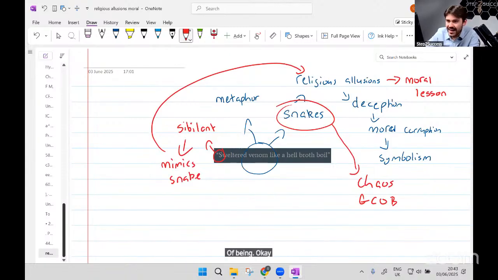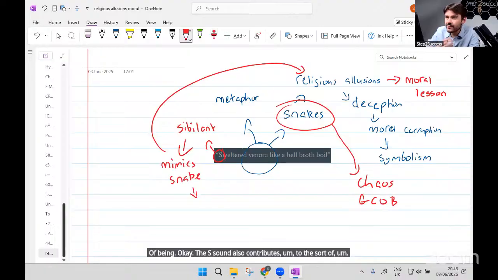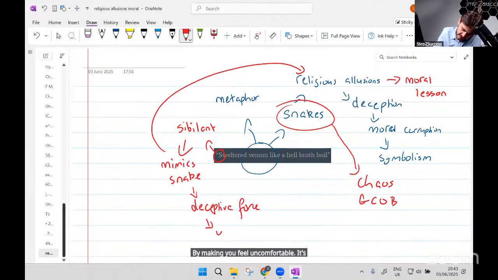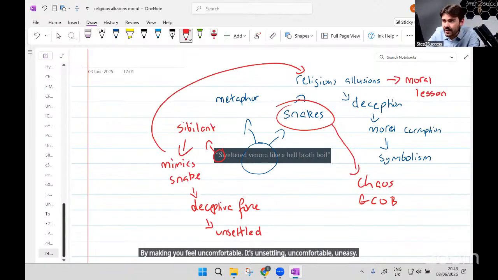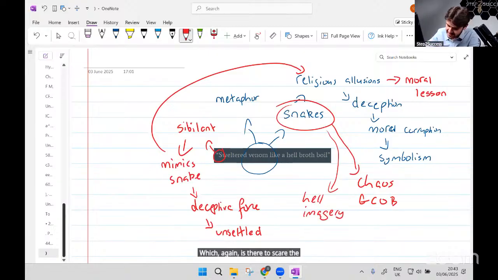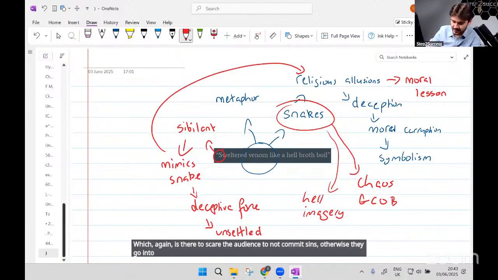Okay, the S sound also contributes to the sort of evil sound. It sort of emphasizes this deceptive force by making you feel uncomfortable. It's unsettling, uncomfortable, uneasy. Okay. Again, the snake gives us this hellish imagery, this idea of hell, which again is there to scare the audience to not commit sins, otherwise they go into eternal damnation.